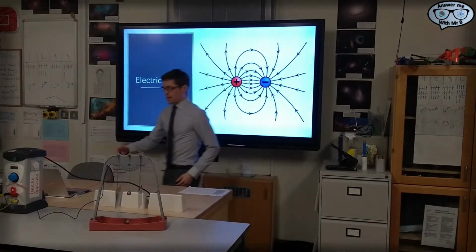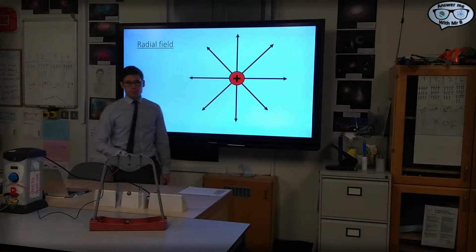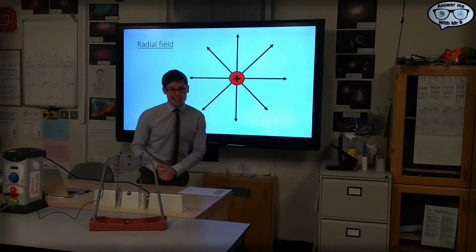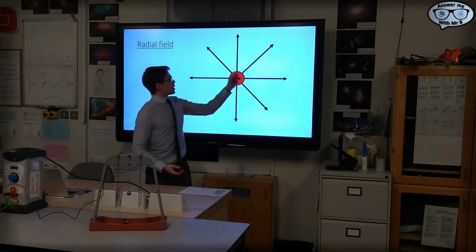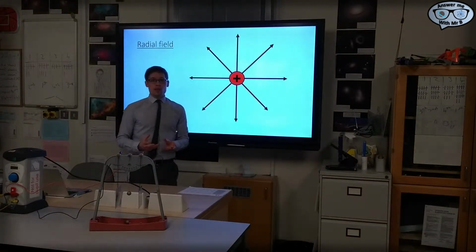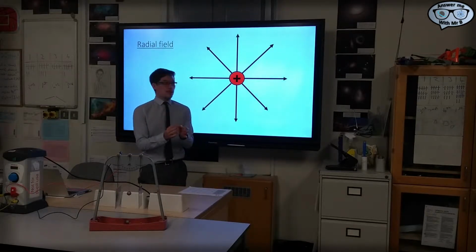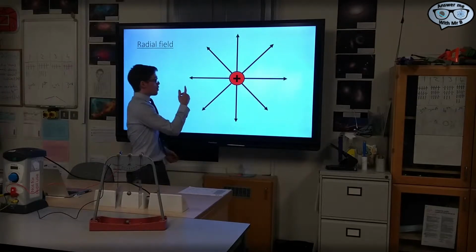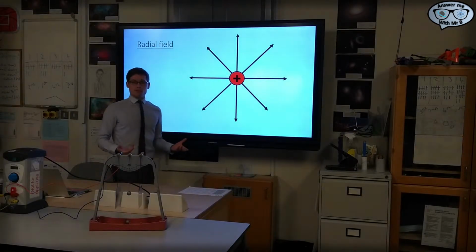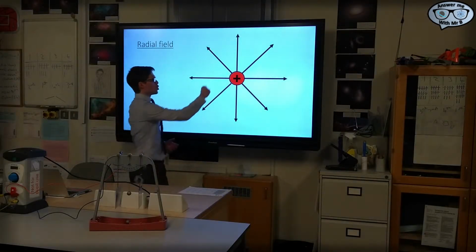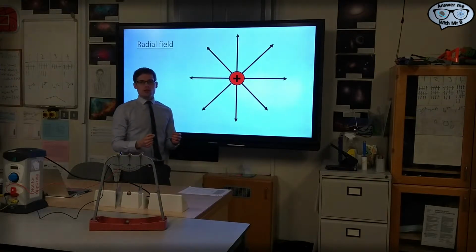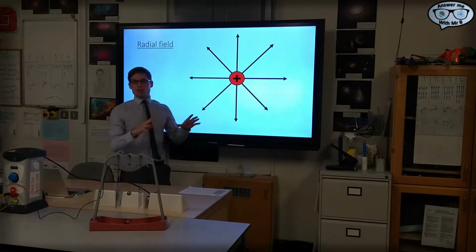We can represent an electric field using what we call electric field lines. These lines show the direction that a positive charge would be forced if it were put at that position. This type of field is called a radial field. That's what you get when you have one point charge in the centre. And that's all there is.